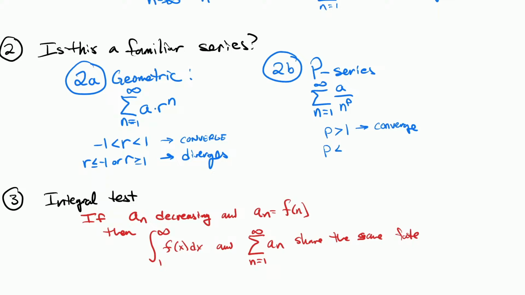If p is less than or equal to 1, it's going to diverge. So the p series is going to be a familiar series after today, hopefully. All right, let's look at some examples of p series. We can flash back to this if need be.